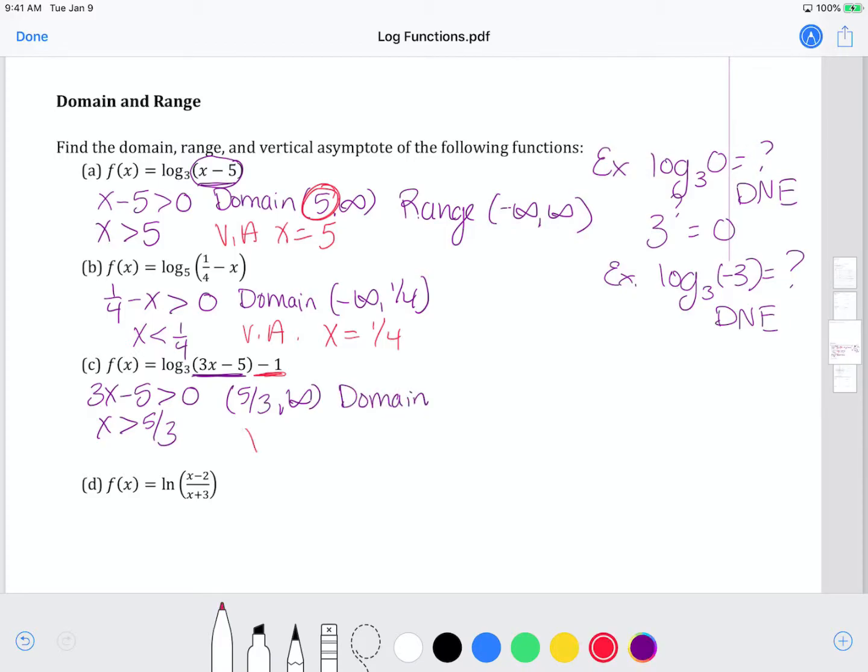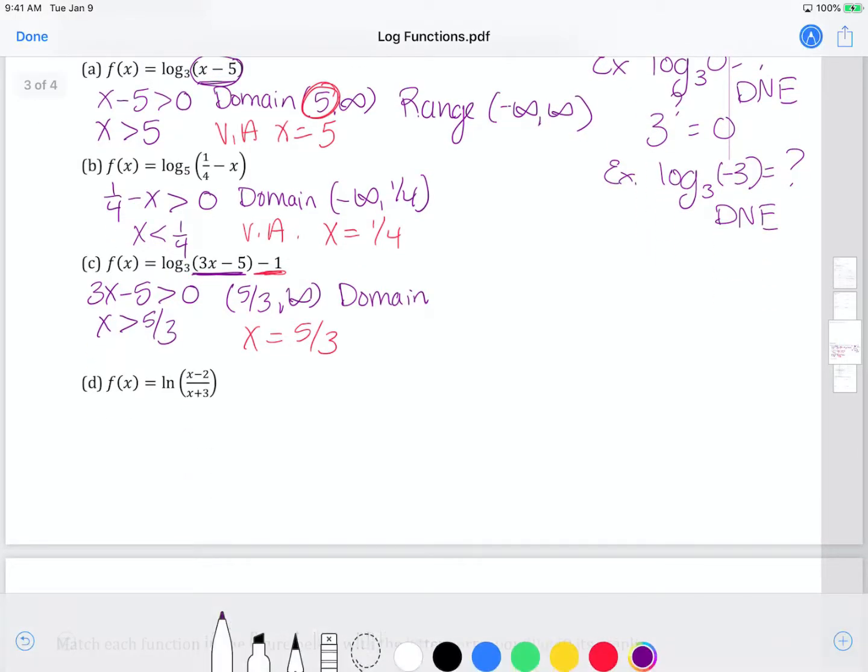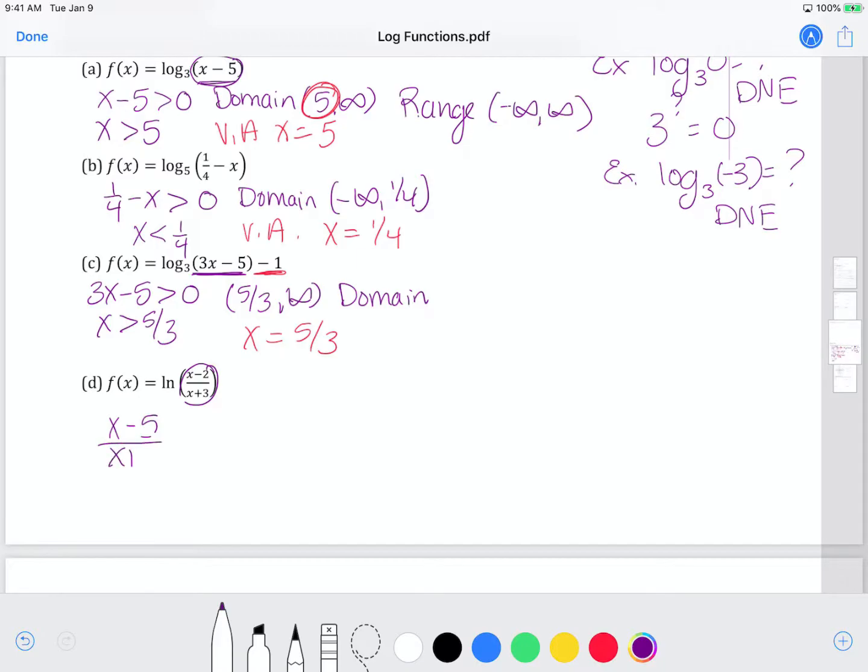And my vertical asymptote is going to be x equals 5/3. Now in this last example, it's slightly different than the previous 3 that we've done, because when I take what's inside those parentheses and I make that greater than 0 and I solve that, I now have a rational inequality to solve. So we're meshing topics here, which is good because it will get us to go back and refresh on older topics. When I have a rational inequality, I have to solve by using a sign chart.